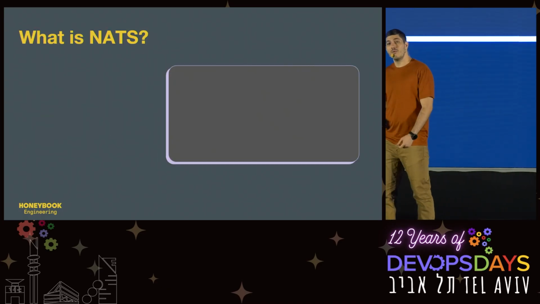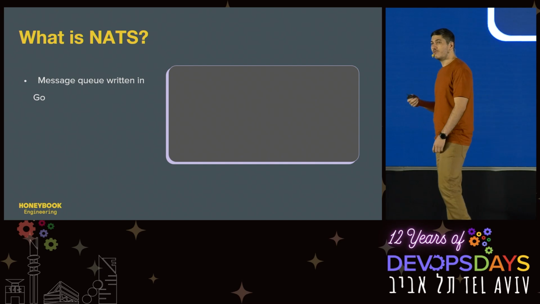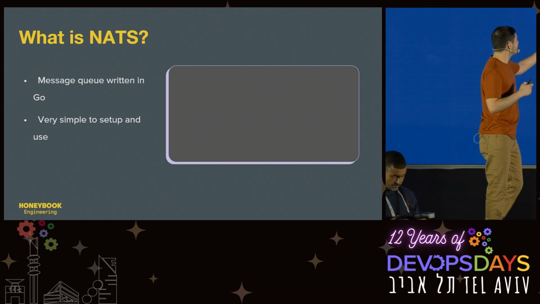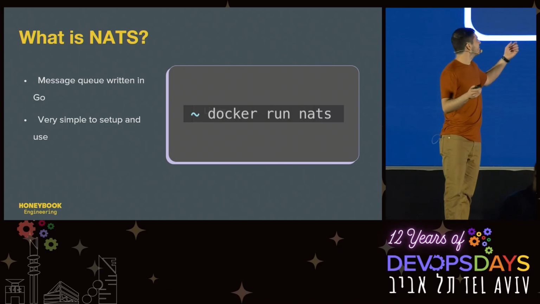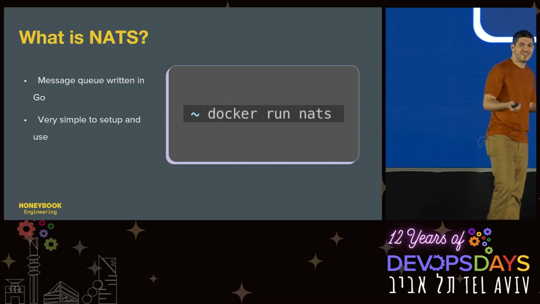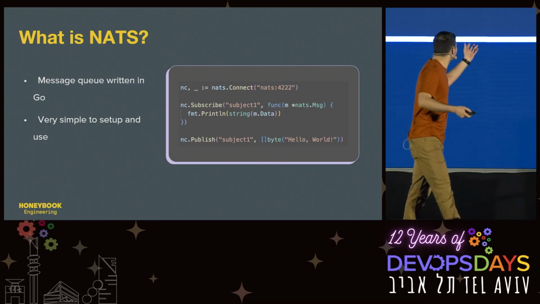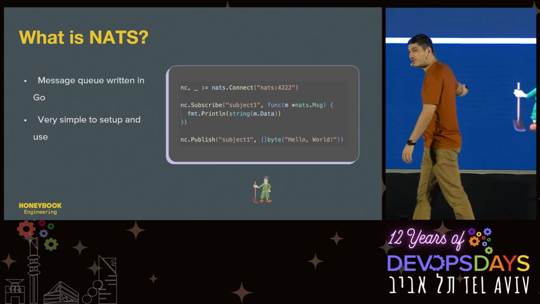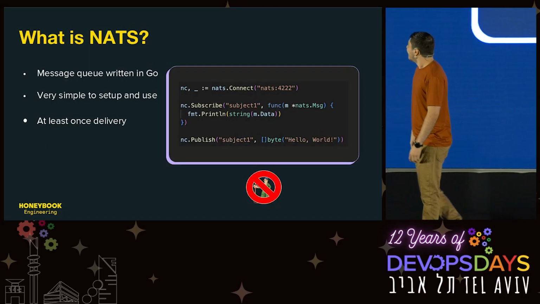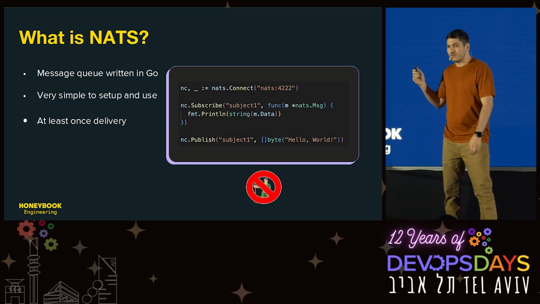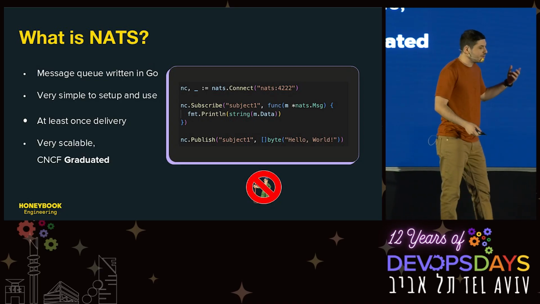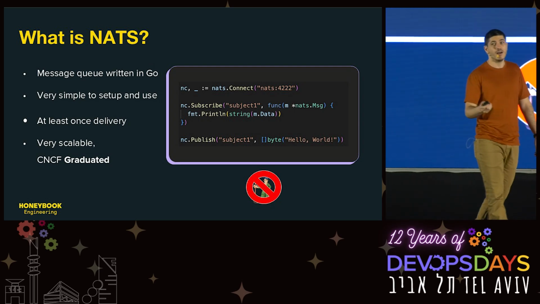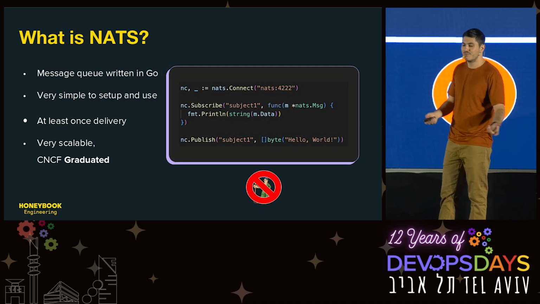So what is NATS? Well, NATS is a very simple message queue written in Go. It's very simple to use. You just run something really nice that the friends here showed me called Docker, and you have a container of NATS. Then you can just connect to it, subscribe to a subject, and publish. No other configuration required. That means Zookeeper, well, no more. It also gives us at least one delivery, and it's also very, very scalable. It's production proof, and in fact, it's CNCF graduated, which means other companies use it in production.